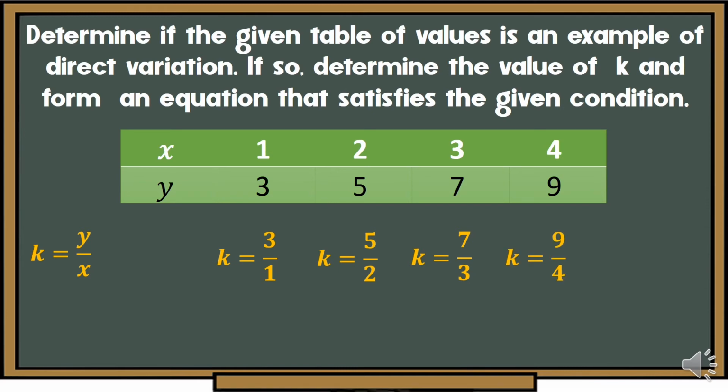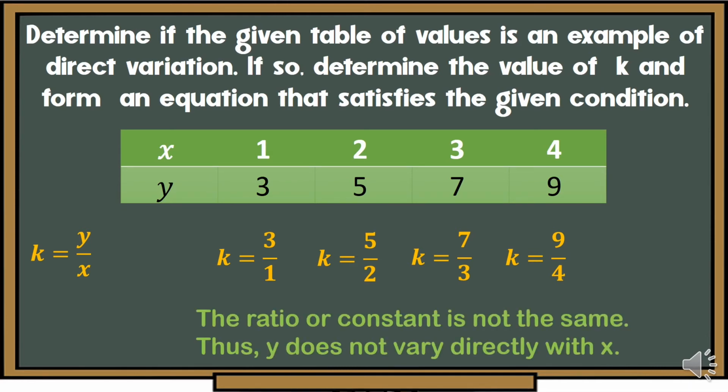Notice, the values of k are not the same. So definitely, the ratio or constant is not the same. We can conclude that y does not vary directly with x. In other words, the given table of values is not an example of a direct variation.